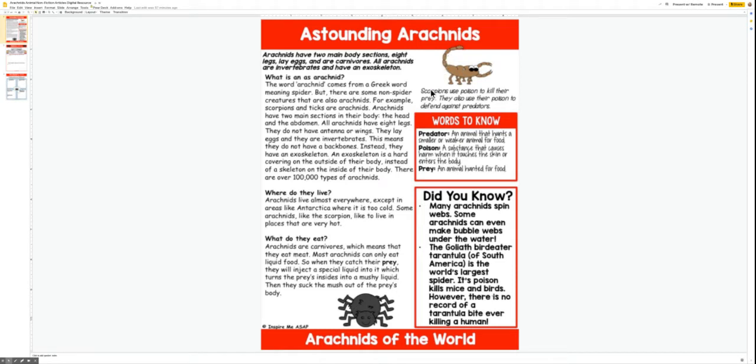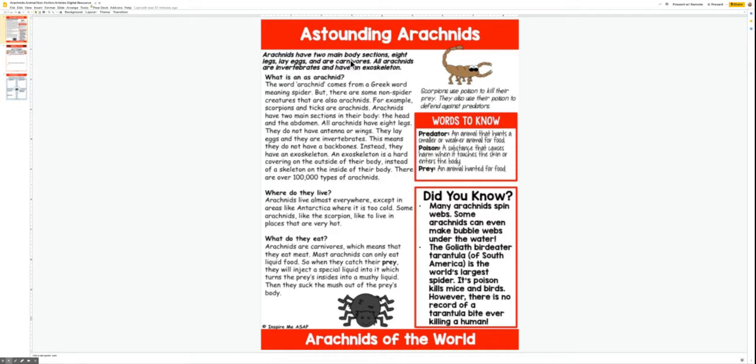So this time, let's read our caption first. It says, scorpions use poison to kill their prey. They also use their poison to defend against predators. So some of our words are predator, poison, and prey. So when we come to it in the article, we'll stop and read the definition. Okay, can you read with me: Astounding Arachnids?